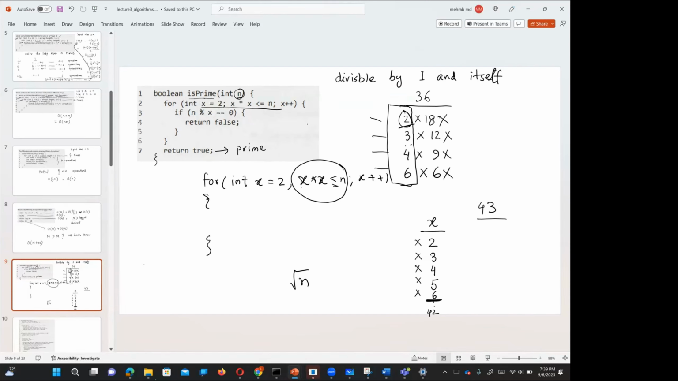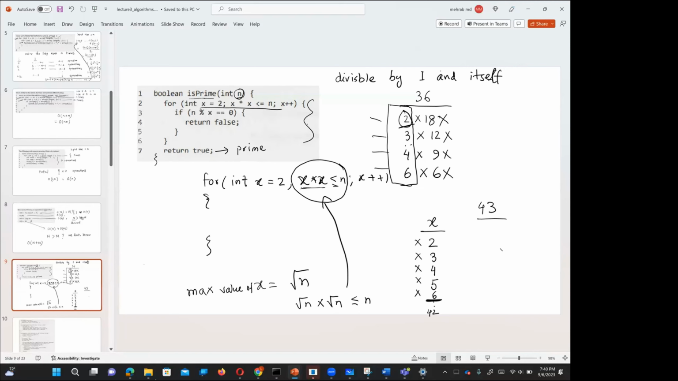That's why we are stopping here, you see. So when the value of x is root over n, then we are stopping, right? Because root over n into root over n is less than or equal to n. That's where we are stopping. That's what it is trying to say, right? Okay, so the maximum value of x can be what? Root over n, right? So how many times is this inside for loop running then? Root n. Yes, root n.